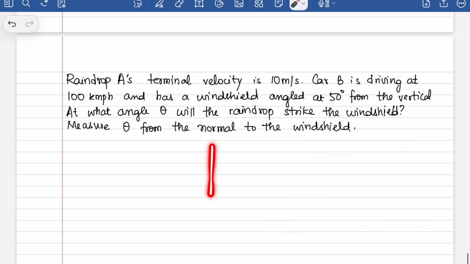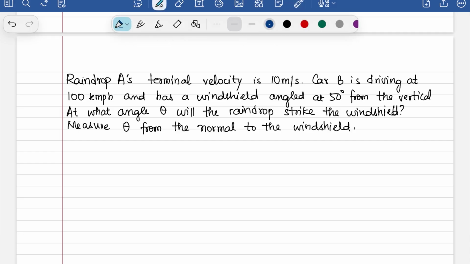So terminal velocity is 10 meters per second. There's a windshield that's angled at 50 degrees. At what angle theta will the raindrop strike the windshield? Okay, so it's not as straightforward as it would just be 50 degrees, of course. It asks you to measure the angle theta from the normal to the windshield. So it's telling you how to make that measurement. Go ahead and try to solve this now.